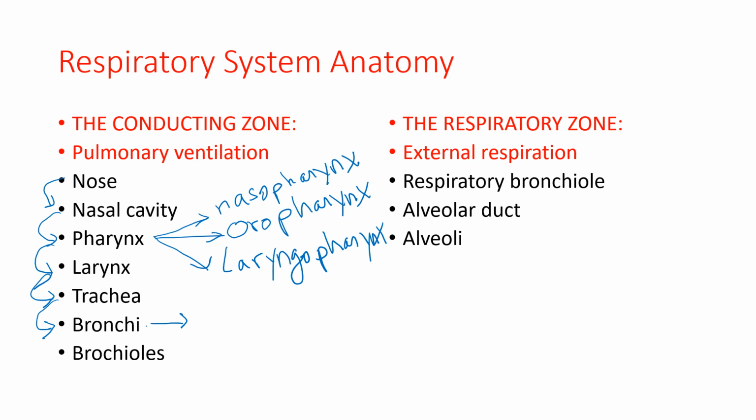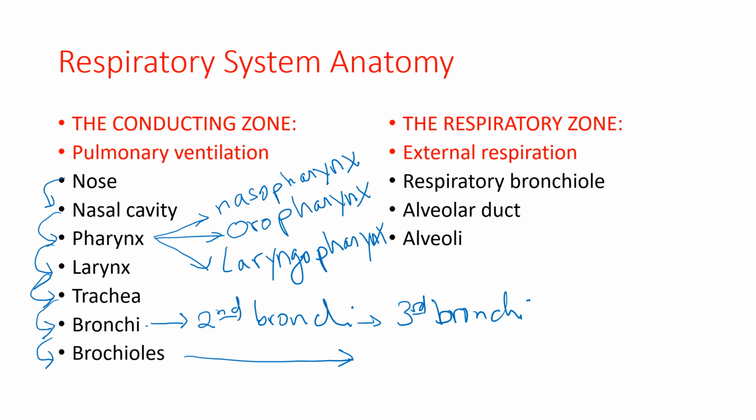So we're going to go from primary bronchi to secondary bronchi, to tertiary bronchi, and it will continue to subdivide in that manner until the tubes become so small, they're about 1 millimeter in diameter, and they lack cartilage. They're only made of smooth muscle, and then we're going to call them bronchioles. And the bronchioles will take the air all the way to the respiratory zone.